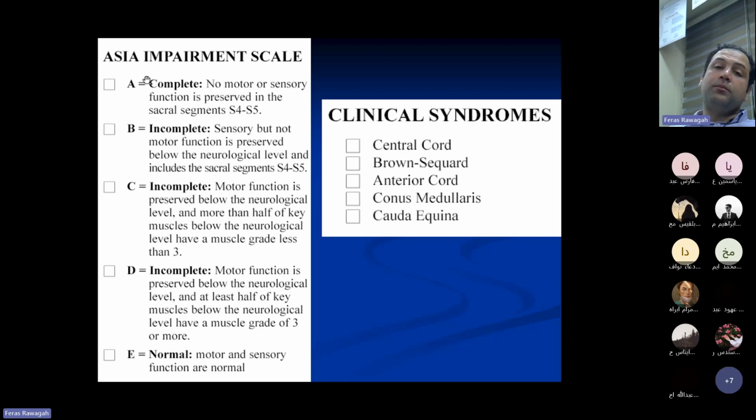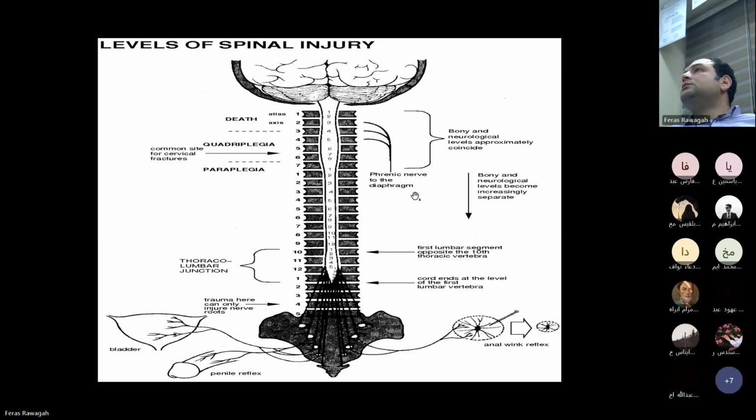Again, A is complete motor, complete sensory loss below the level of injury. B means complete motor loss, but there is some sensation. C and D, there is weakness. If the average of the power is below 3, it is C. If the average is 3 and above, it is D. And E is normal. Okay? And those are the clinical syndromes: the central cord syndrome, Brown-Sequard syndrome, anterior cord syndrome. So this diagram is also about some sphincteric function.